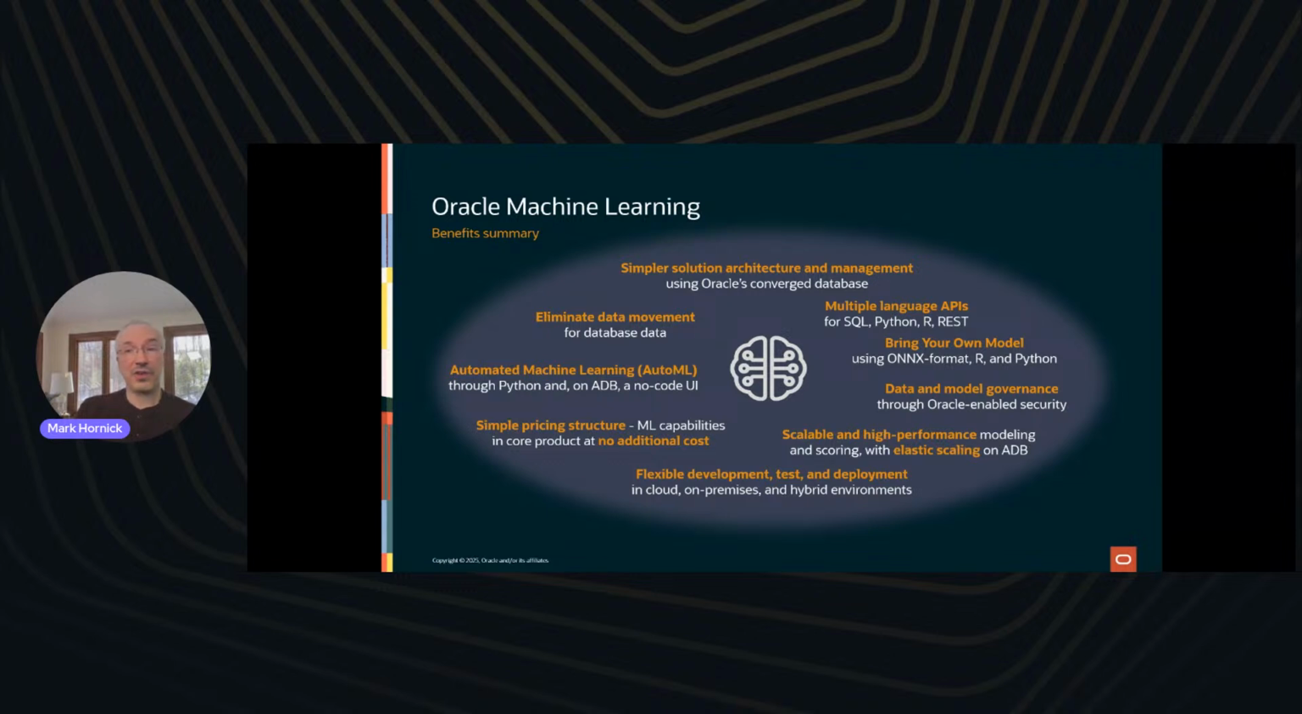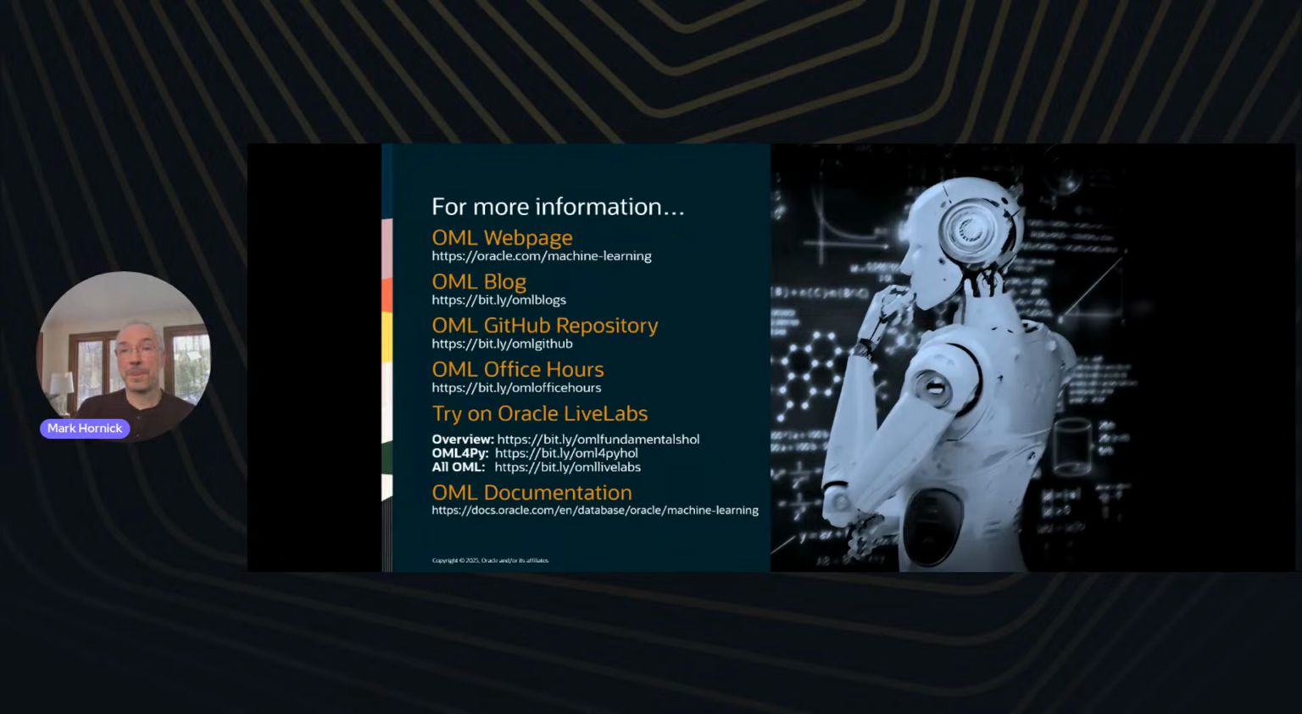You can take advantage of AutoML and scalable modeling, leveraging elastic scaling on Autonomous Database. In addition, you have flexible options for development, test, and deployment, whether you're on the cloud, on premises, or in hybrid environments. So with support for multi-cloud environments, you can also operate not only in the Oracle Cloud, but also Azure, Google, and AWS.